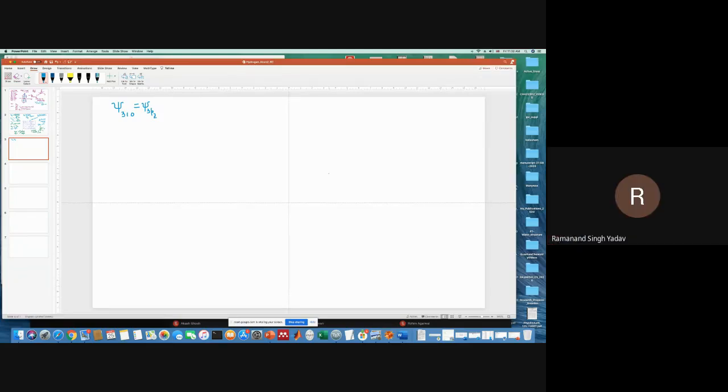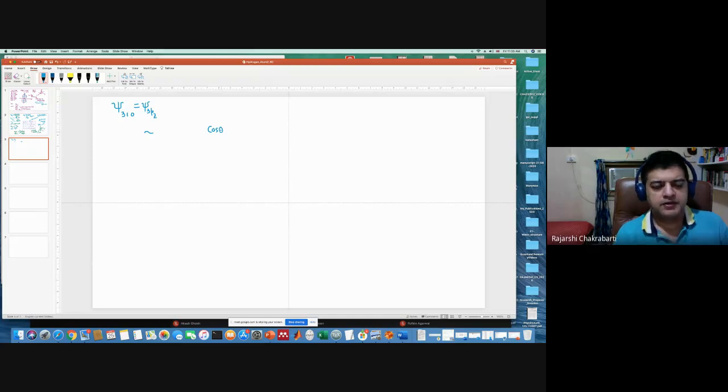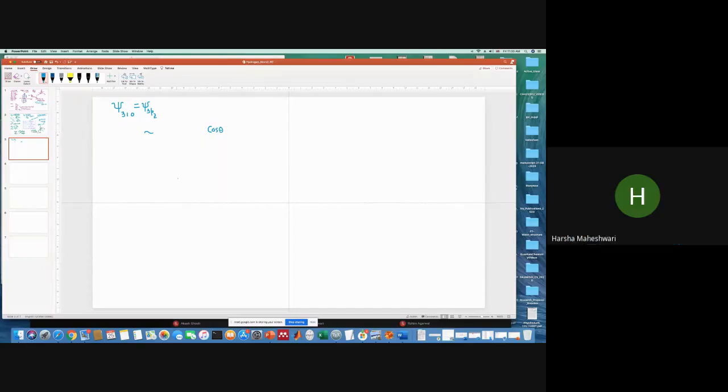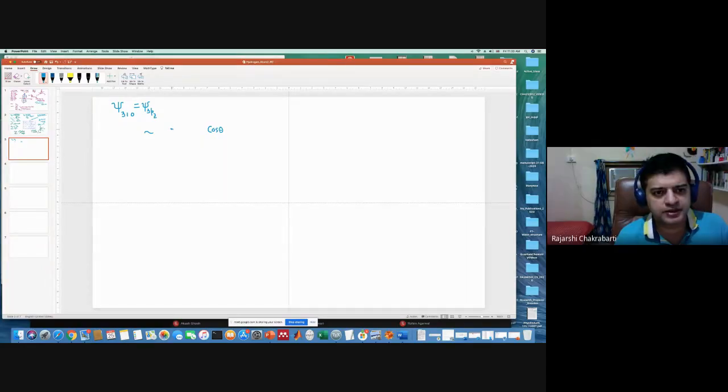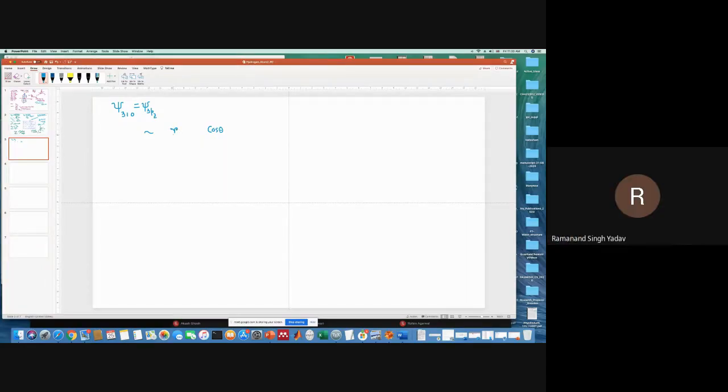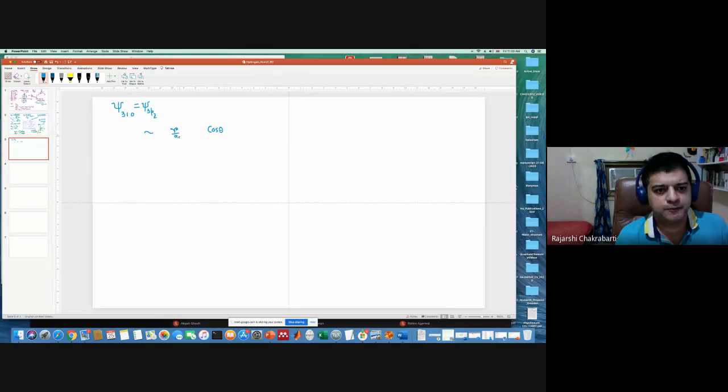Radial part including cos theta. Some radial part will be there and cos theta will be there. Yes, cos theta for sure, because pz means it has to be r cos theta. So r should also be there. Are you clear? R should be there, and r, if it is there, has to be divided by a0. And then what else? What do you expect?